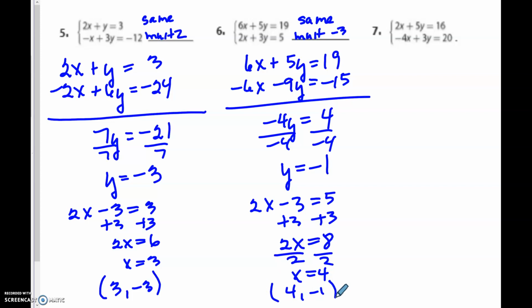All right, on this last one, I'm going to multiply this one by a 2. So now we're going to get 4x plus 10y equals 32. And then we're going to leave this one the same.